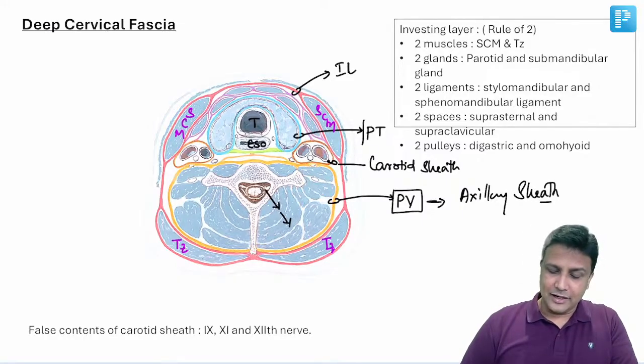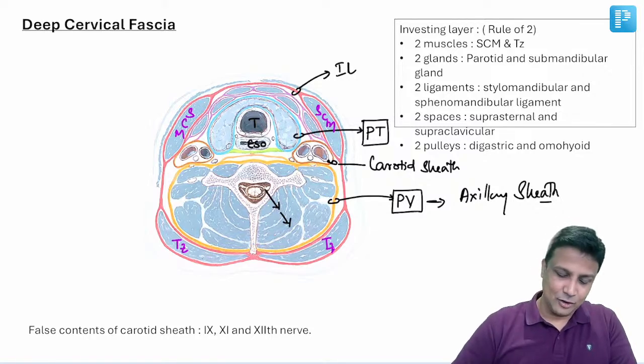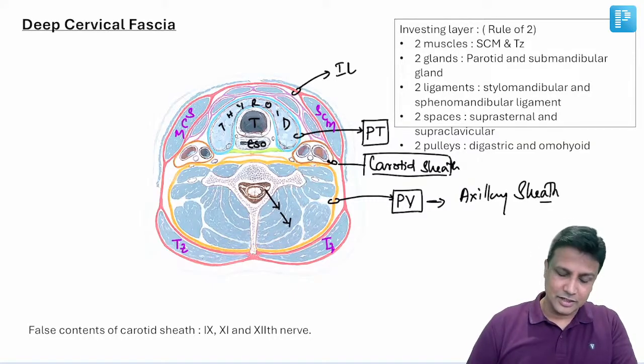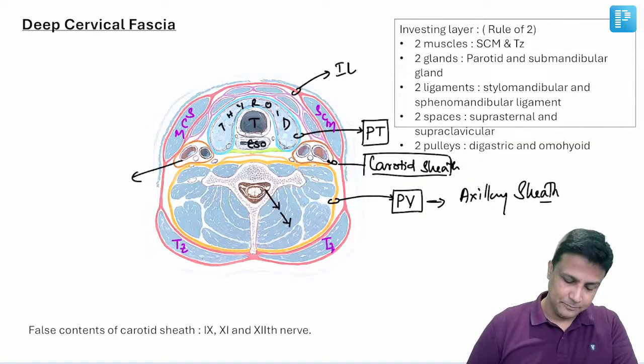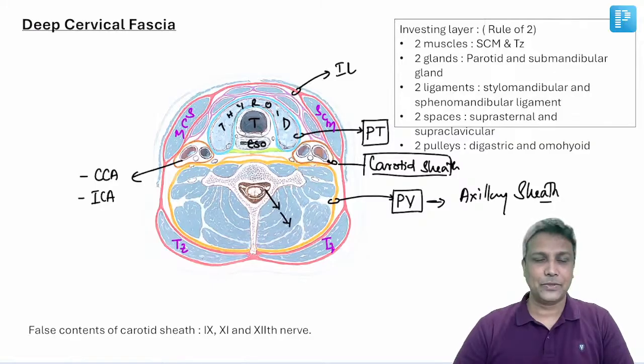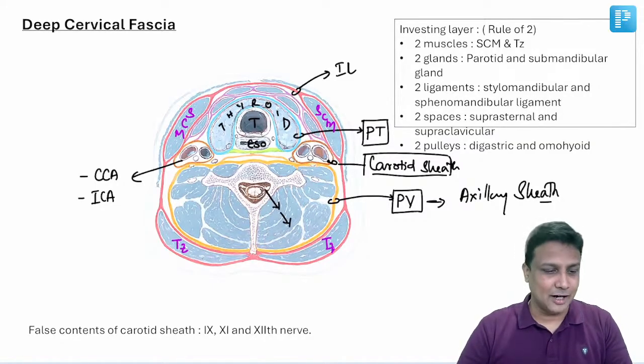Now the next one, what is the content of the pretracheal fascia? Of course, you are able to see the thyroid gland there. So the content of the pretracheal fascia will be the thyroid gland. Now the next one will be the carotid sheath, and you can very clearly see its content. There will be the common carotid artery, and of course the internal carotid artery, but not the external carotid artery. Why? Because the external carotid artery is going to pierce the sheath and come outside. It is remaining outside, so it is not a content of the carotid sheath. It's only the common carotid as well as the internal carotid.